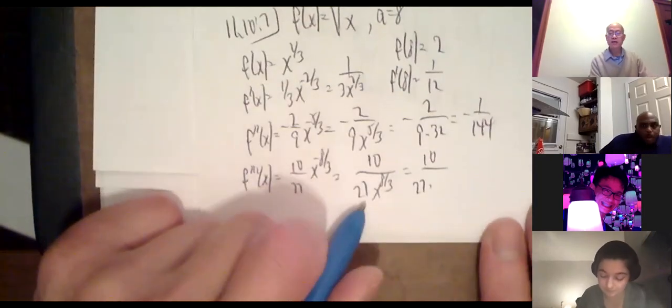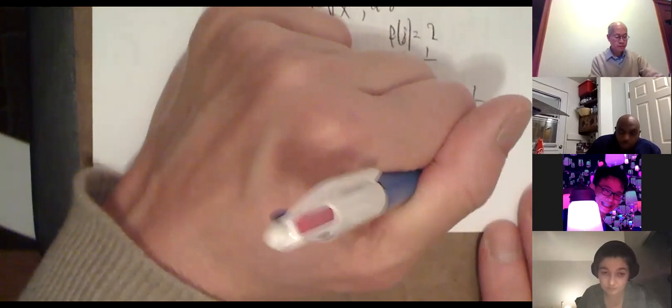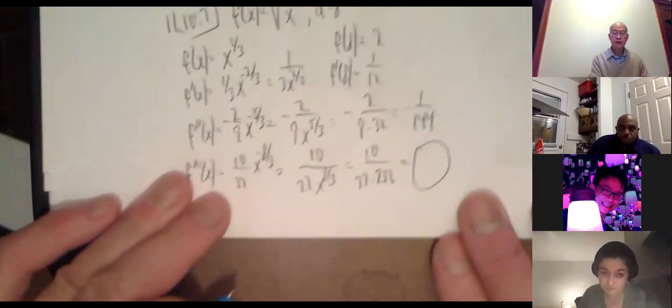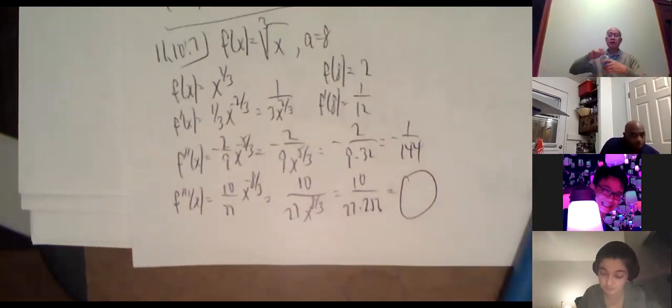27 times 256. And I don't have time to figure this out. Okay, so I'll let you just figure that out. I mean, the numbers are there, the rest is just arithmetic.